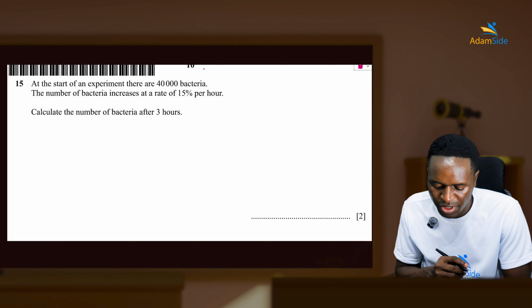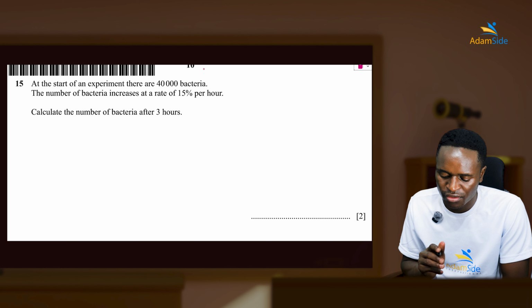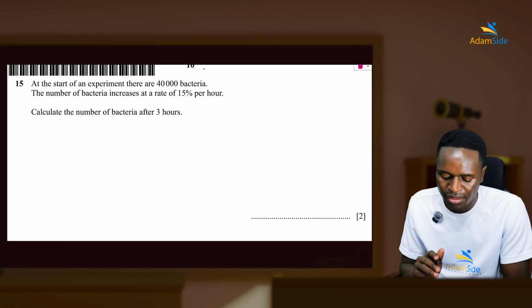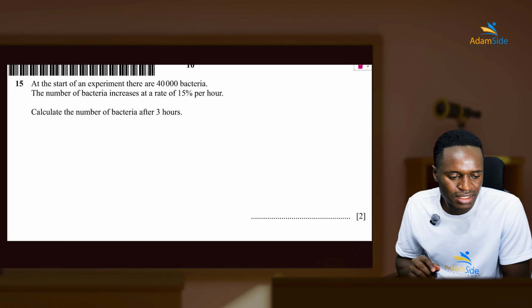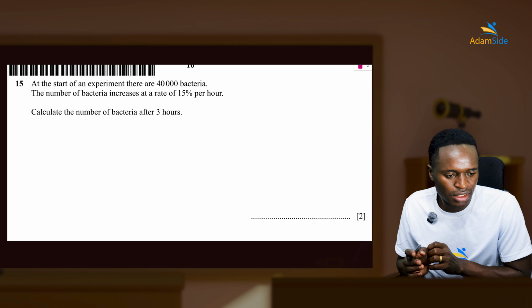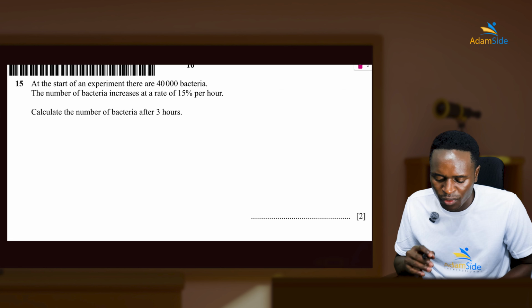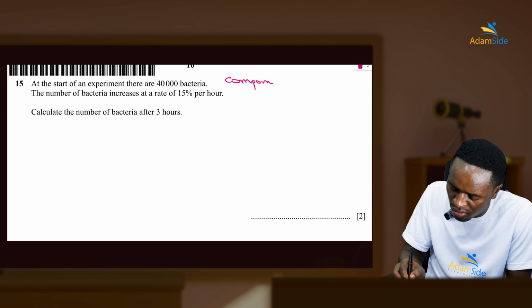At the start of an experiment, there are 40,000 bacteria. The number of bacteria increases at a rate of 15% per hour. Calculate the number of bacteria after 3 hours. So in this case, it's a very simple question too, because we're majorly tested on rate. So here they just want us to see if we understand about compound. So this is mostly in the unit of compound interest.